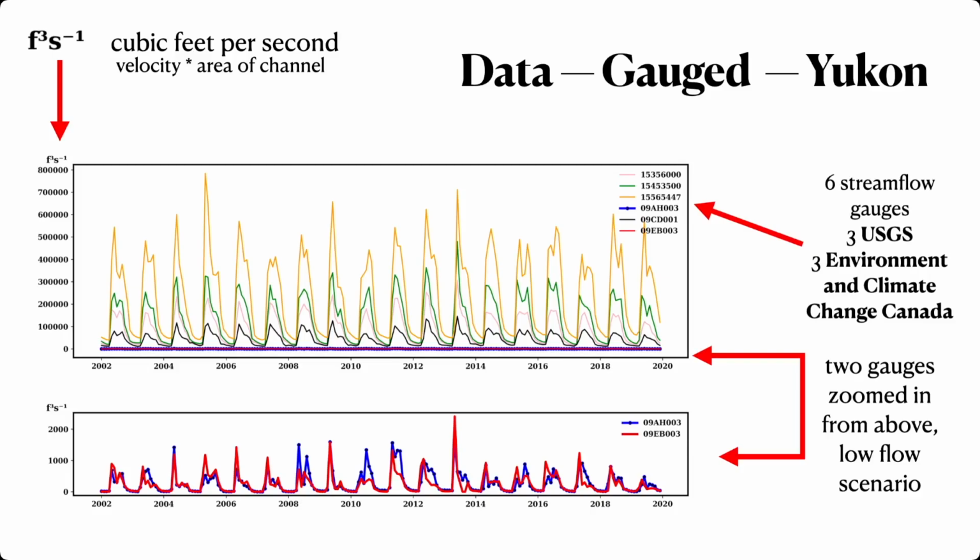Here of note, 2 of the channels, actually both of the Canadian measurements, we found to be of low flow. So you can see those broken out at the bottom.